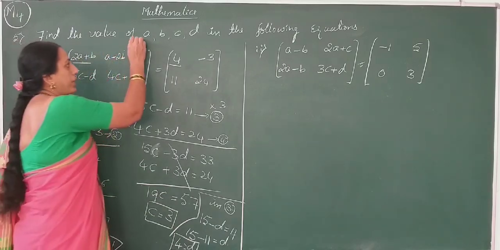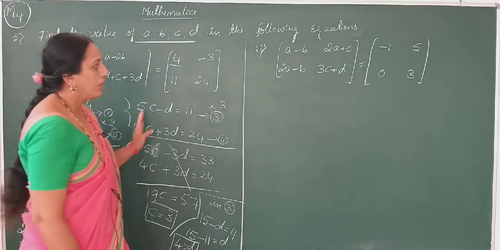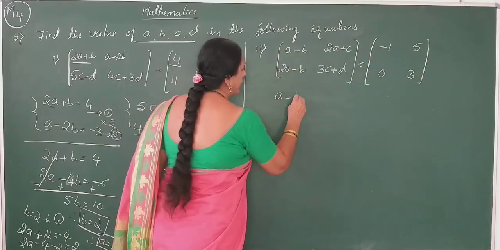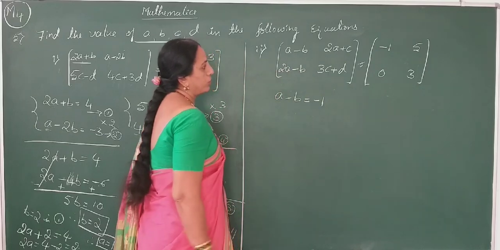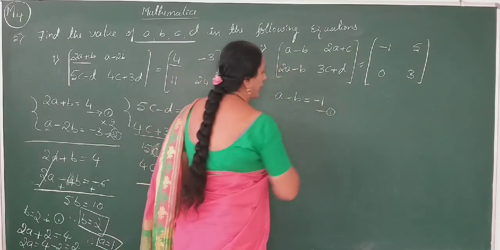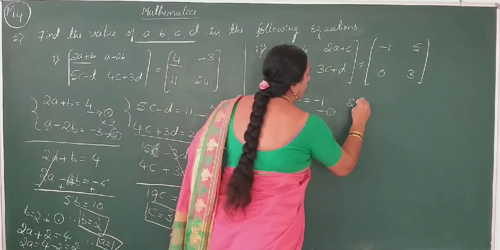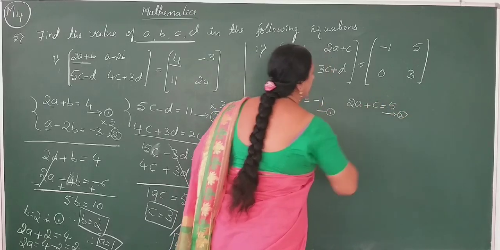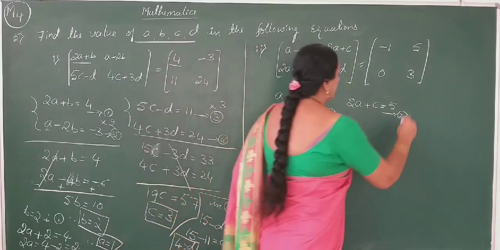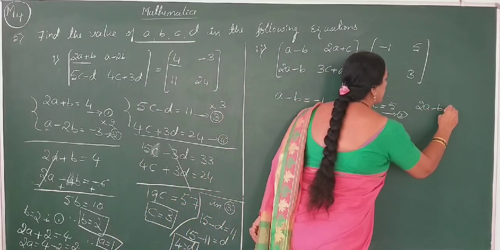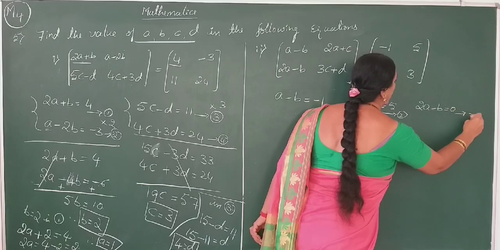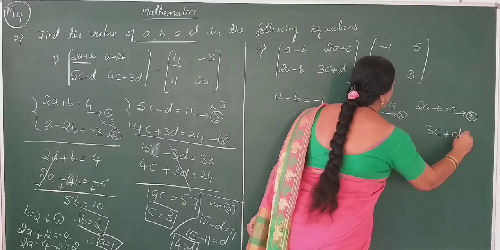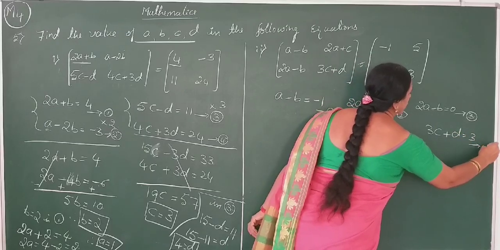These are the values of A, B, C, D in the first equation. Similarly, the next equation is nothing but comparing their coefficients. A minus B is equal to minus 1, let it be called equation 1. Next one is 2A plus C is equal to 5, called equation 2. And the third one is 2A minus B is equal to 0, called equation 3. And 3C plus D is equal to 3, called equation 4.